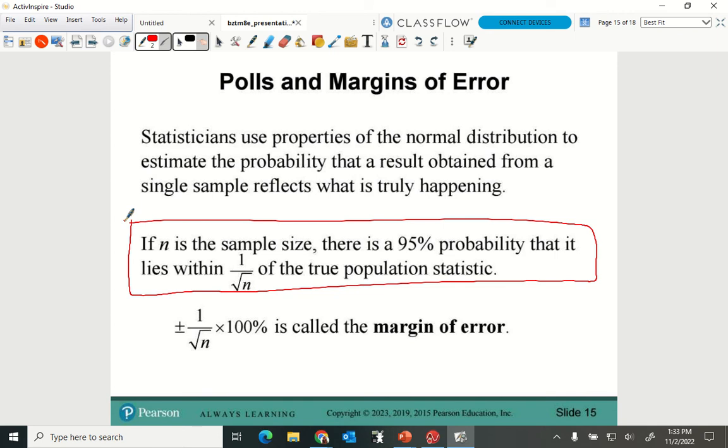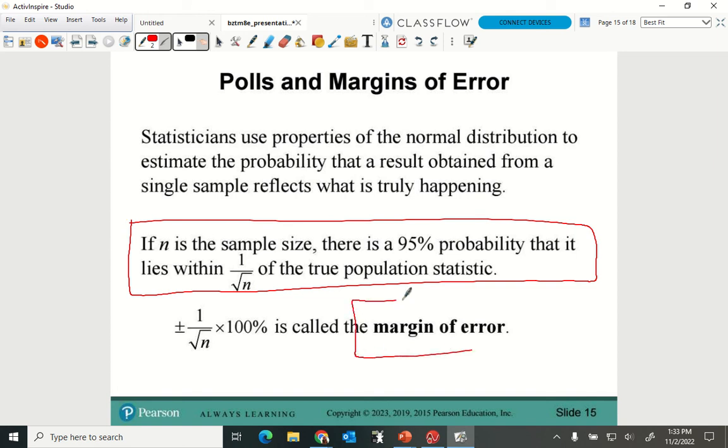Now, what this is, where n represents the sample size. How many people, or how big is the size in this poll? And it's always going to be plus or minus times this to get the margin of error.